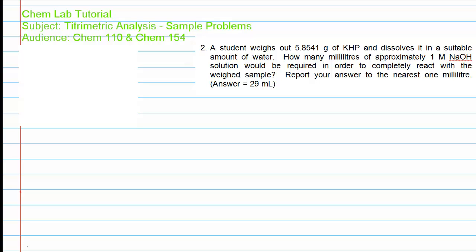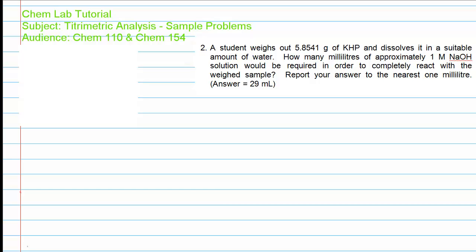Now let's take a look at question number 2 in the study guide, the Chem 110 lab manual, the study guide for the Titrimetric analysis experiment. And this question deals with the second experiment on titrimetric analysis. Now if you're a Chem 154 student, it's very likely that the question will be either the same or very similar, and you should check your Chem 154 lab manual.